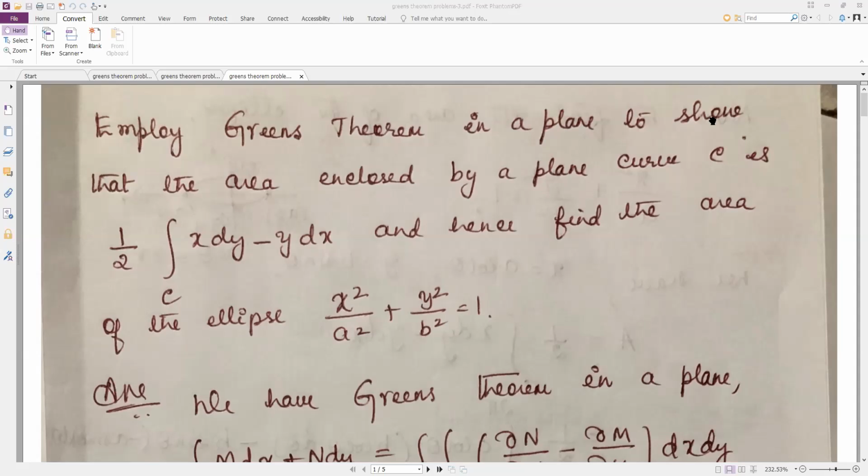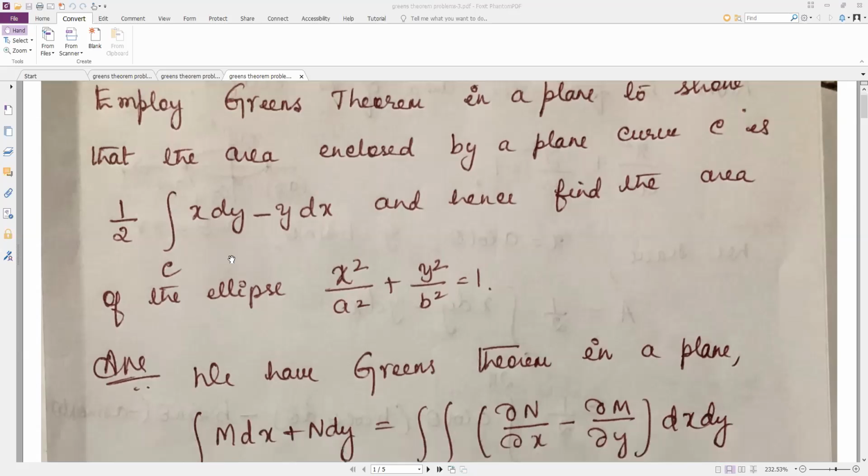Green's theorem in a plane to show that area enclosed by a curve. Whenever you get area enclosed by a plane curve, what will be the area? Using Green's theorem, half into integral C x dy minus y dx. Remember this as a formula because we use it in the problems directly. Now how will you get it? We will see in this problem.